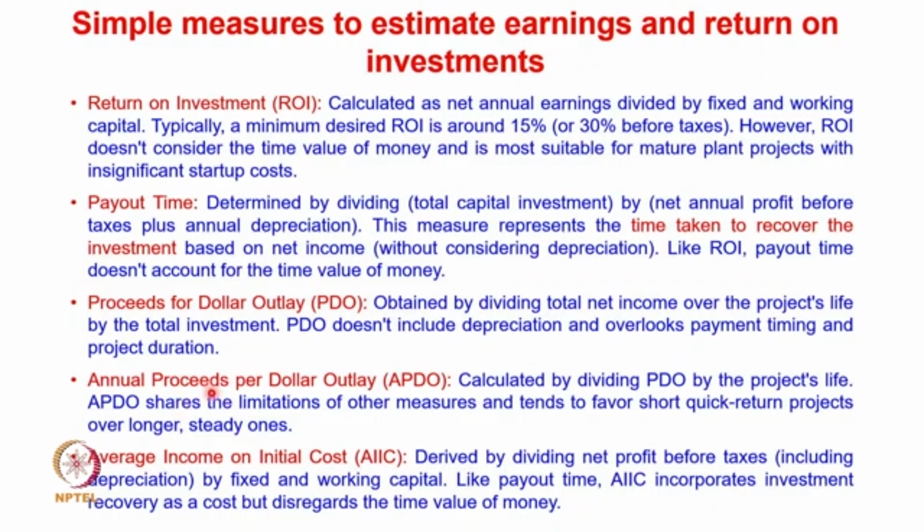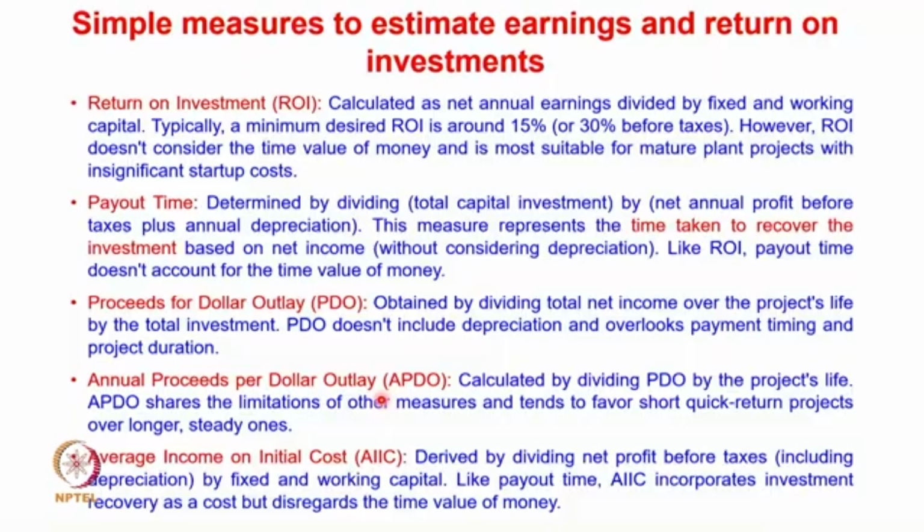The next definition here is annual proceeds per dollar outlay. So this is slightly extended from the PDO itself. So whatever PDO we calculate, this PDO divided by the project life, if you do that, we are going to get the annual proceeds per dollar outlay. So you can see that it is calculated by dividing PDO by the project's life.